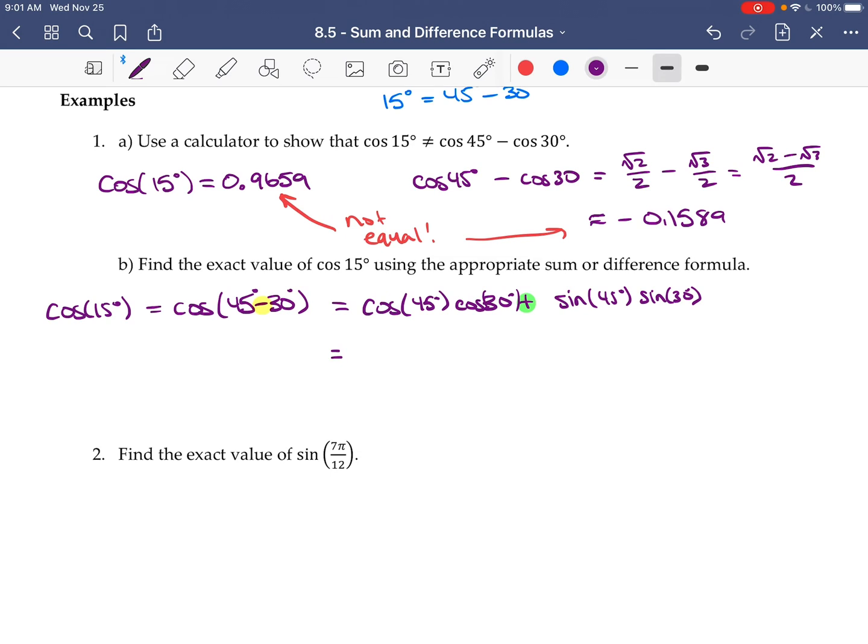Now we know all these exact values. Cosine of 45 is root 2 over 2. Cosine of 30 is root 3 over 2. Sine of 45 is also root 2 over 2. And sine of 30 is 1/2. So this gives us root 6 over 4 plus root 2 over 4.